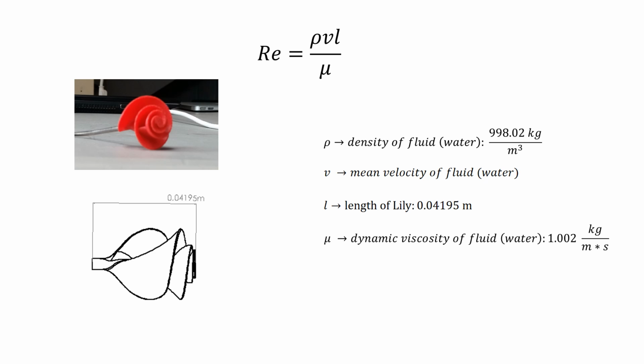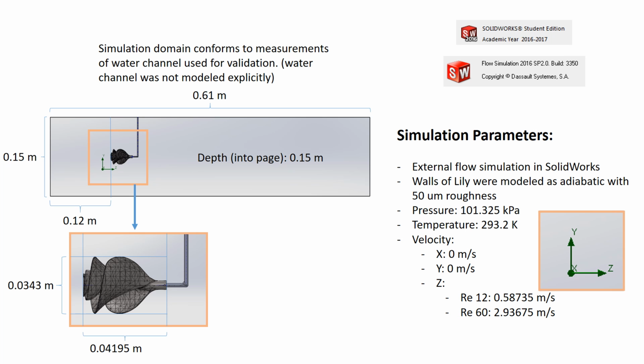We use the standard Reynolds number equation to calculate the Reynolds number and chose the length of the Lily to be the characteristic length scale, which is 0.04195 meters, because it is in the direction of the flow. A simulation domain conforms to measurements of the water channel that is used for validation of our simulation. It has a length of 0.61 meters and a frontal area of 0.15 meters squared.